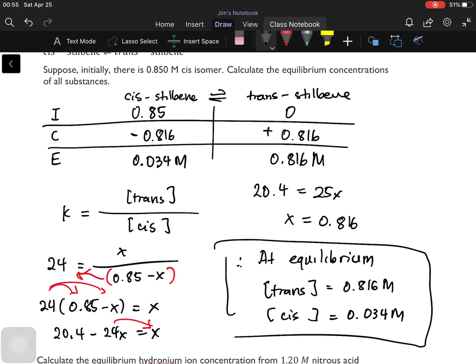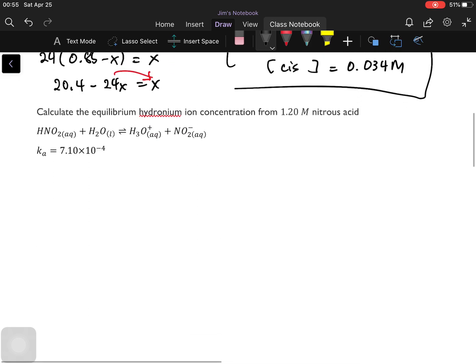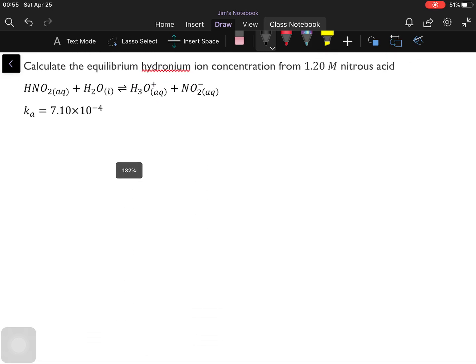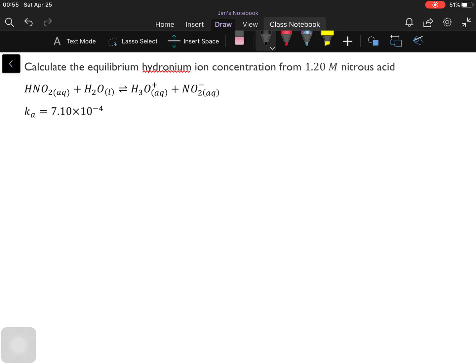It's easy for now. However, let's try the second problem. Calculate the equilibrium hydronium ion concentration from 1.2 molar nitrous acid given the equilibrium equation and the Ka. Ka is the equilibrium constant for acids. So we have the equation already. We're just going to construct the ICE table. So that's I, C, E.